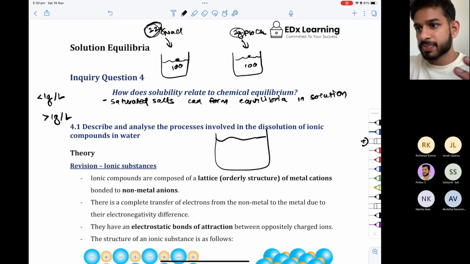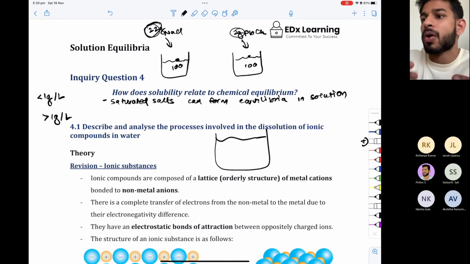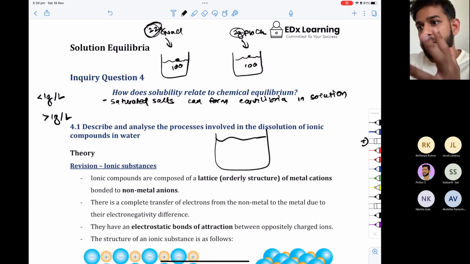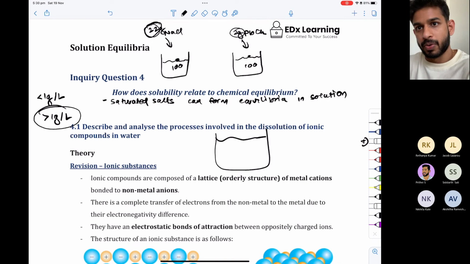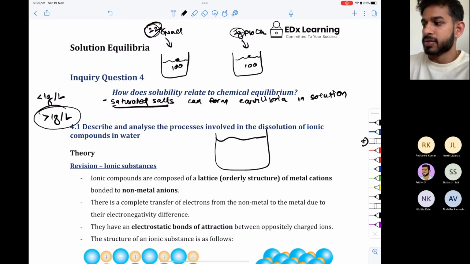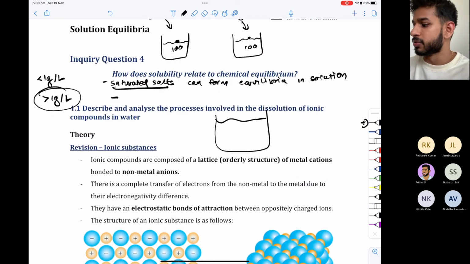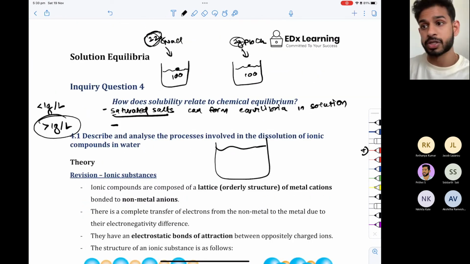For some salts, adding even 0.01 grams in 100 ml will form that equilibria, and so we call them insoluble, right? For other salts, you can add 20, 30 grams before you form that equilibrium, right? And since more than 1 gram per liter dissolves, we say it's soluble. Okay, so for saturated salts, they form equilibrium in solution. And make sure you all jotted down the points, what saturation point is.